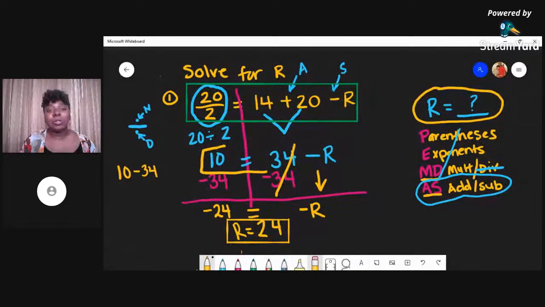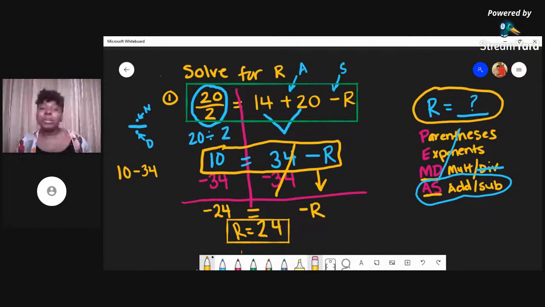Now I got down to my one-step equation. And then you knew exactly what to do. I got to get rid of this 34, bring down that minus r. You knew what 10 minus 34 was, and you figured it out. You were like, hold on, I'm not done yet. The opposite of negative r is r. So if negative r is negative 24, then r is 24. Awesome job. You did great.